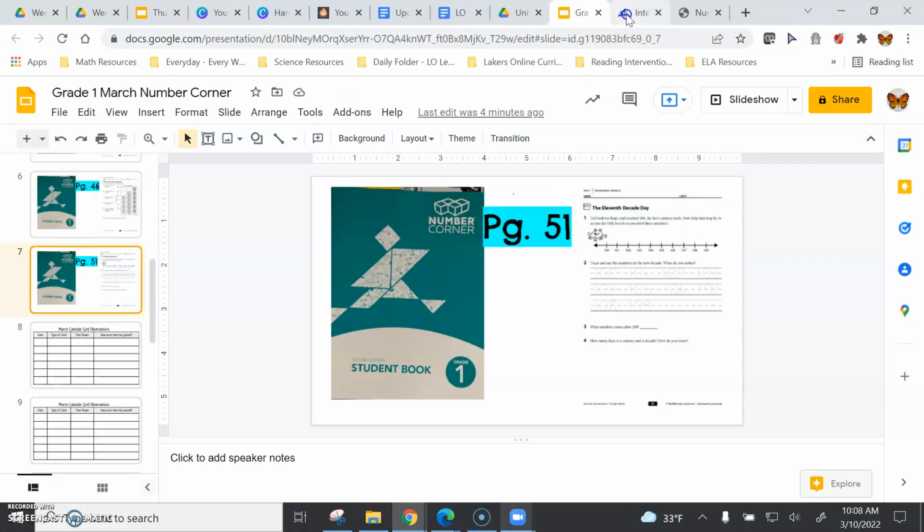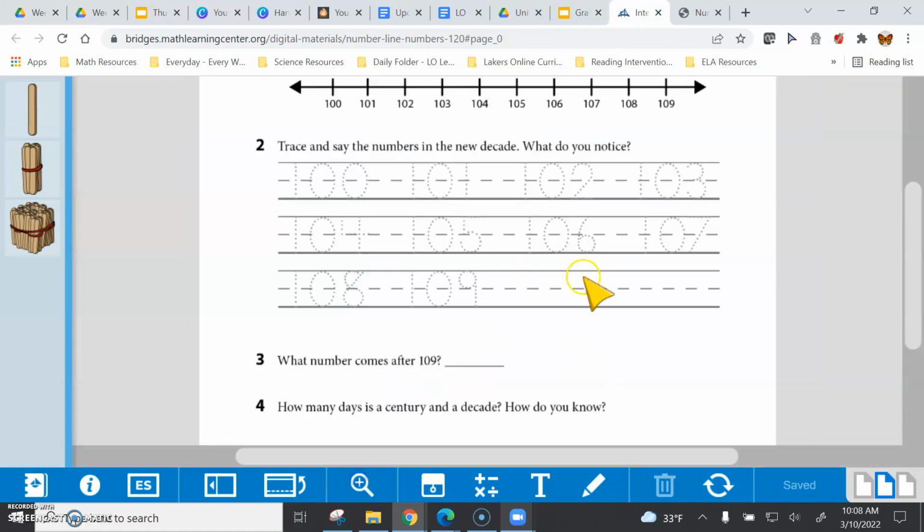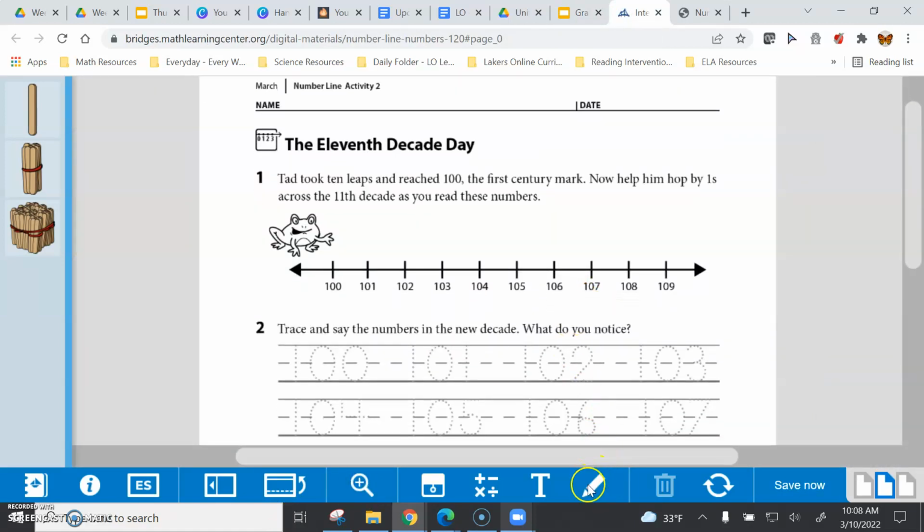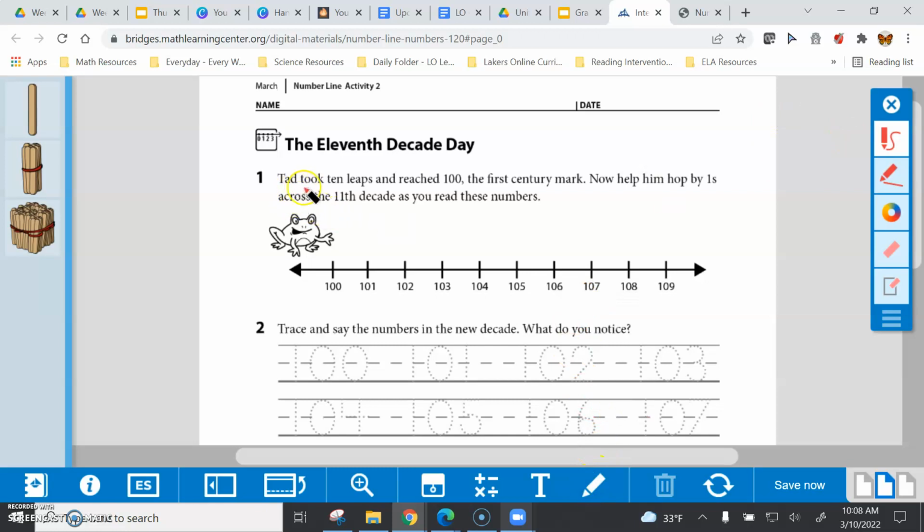Once you turn it to page 51, you are going to follow along as we are with our activities, and we are going to have Tad jump on the number line. First, Tad is going to start at the number 100. That's where he's going to start. And then we're going to have him hop by ones until he reaches the end of the number line. So let's do that. 101, 102, 103, 104, 105, 106, 107, 108, 109. You should be drawing these lines in your own book as well.